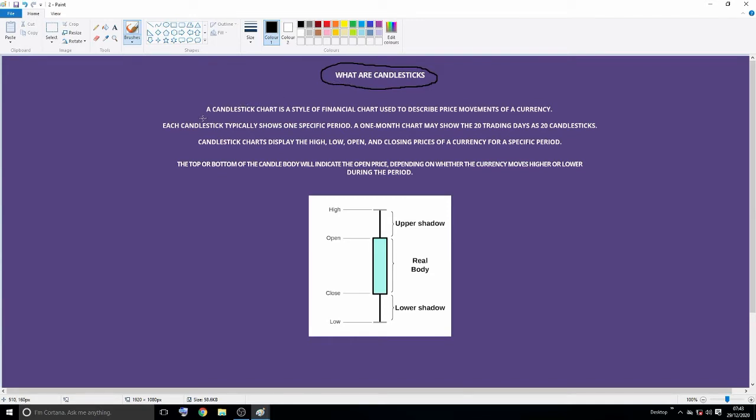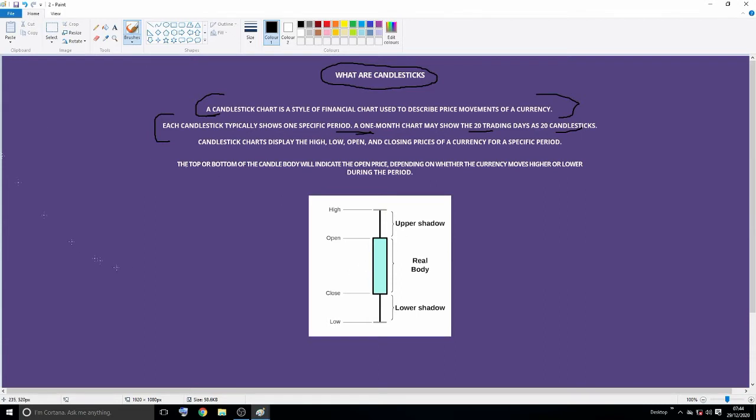A candlestick chart is a style of financial chart used to describe price movement of a currency, right? Each candlestick typically shows one specific period. Each candlestick, as you see on this picture, shows one specific period. A 1 month chart may show 20 trading days as 20 candlesticks.